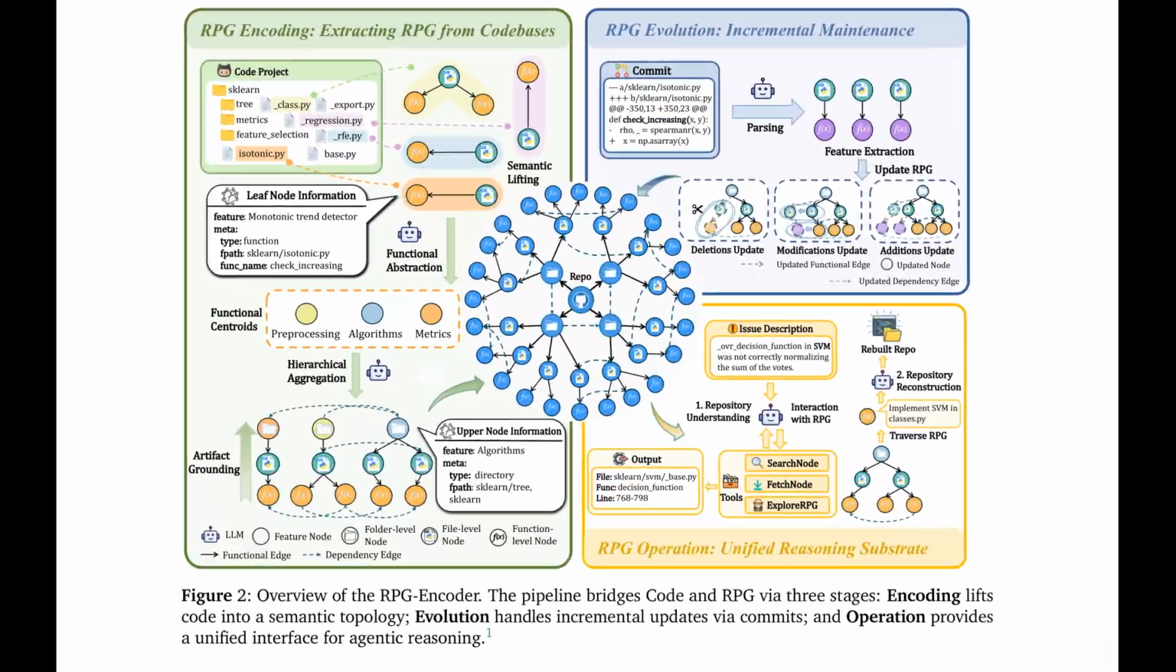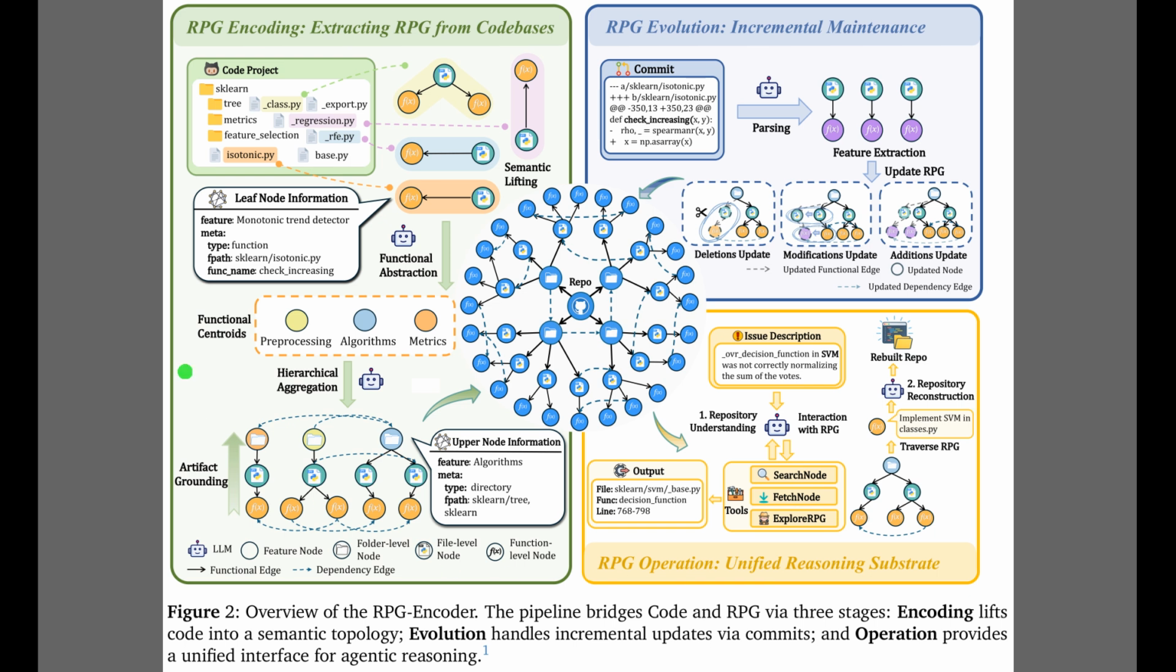Moving on to the system architecture, Figure 2 details the RPG-Encoder pipeline, which operates in 3 stages. On the left, the encoding phase processes the raw code project. It applies semantic lifting to create a hierarchical graph, organizing code by function rather than just file location.